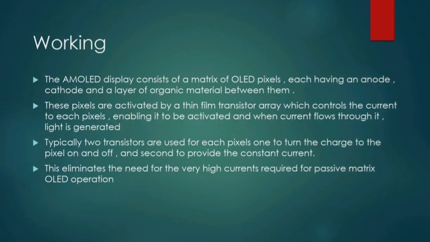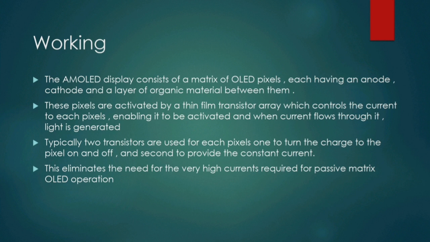Now let us come to the working of an AMOLED. The AMOLED display consists of a matrix of OLED pixels, each having an anode, cathode and a layer of organic material between them. These pixels are activated by a thin film transistor array which controls the current to each pixel, enabling it to be activated, and when current flows through it, light is generated.